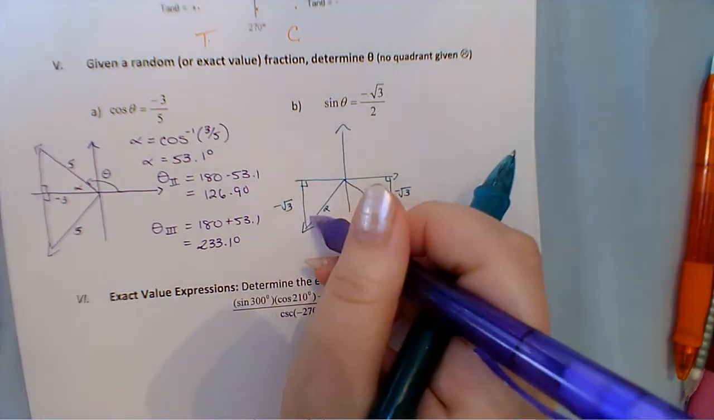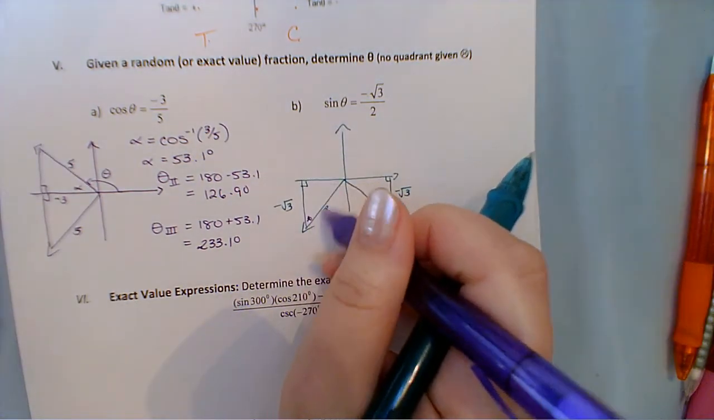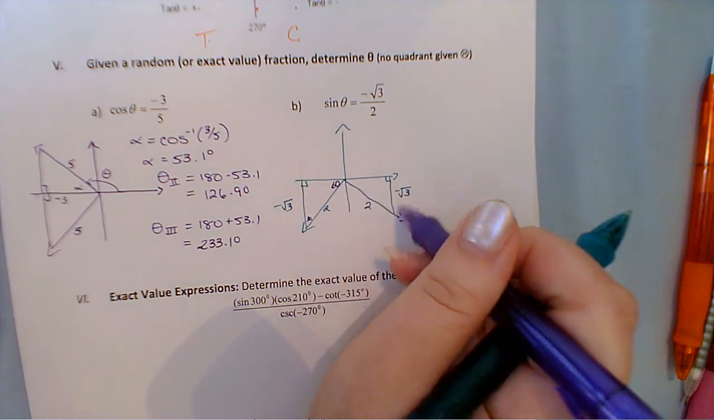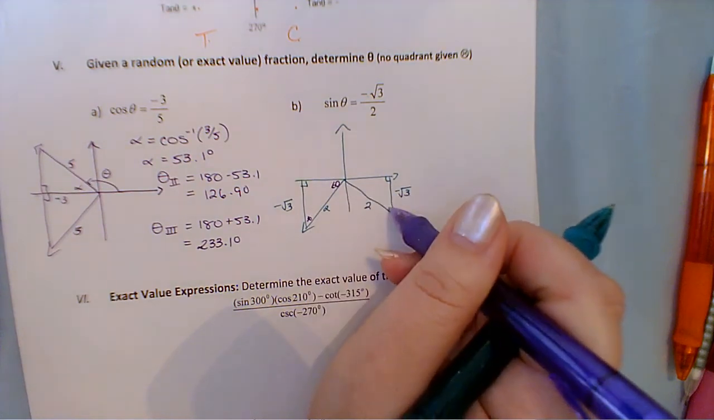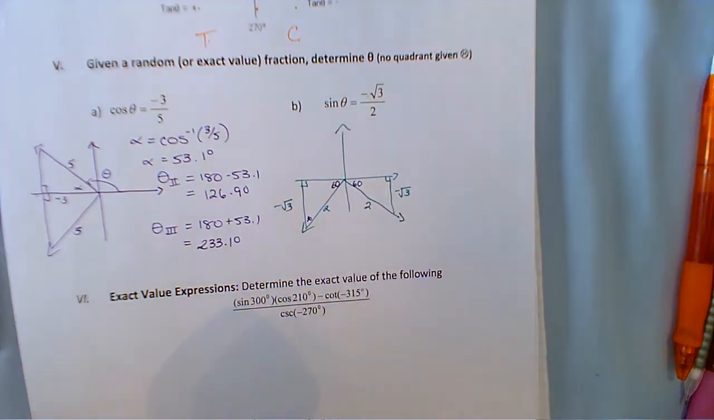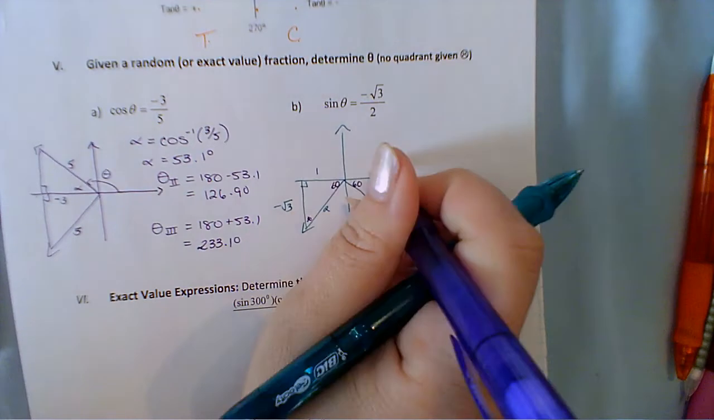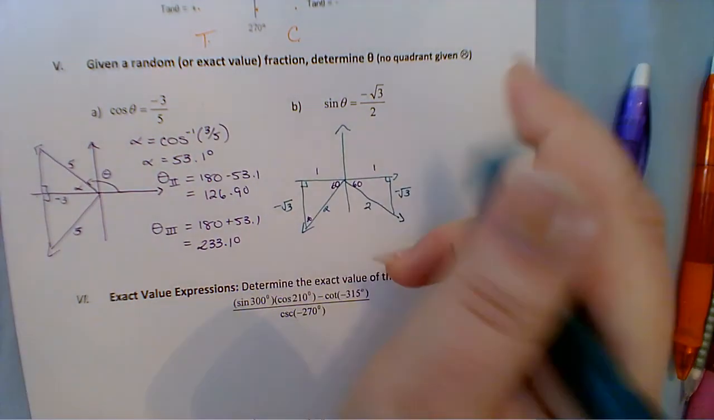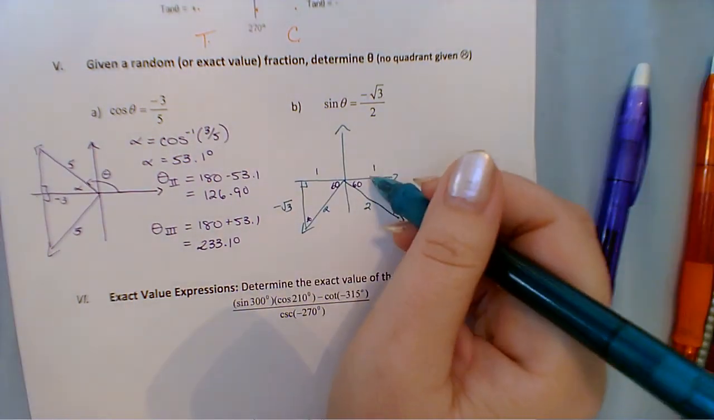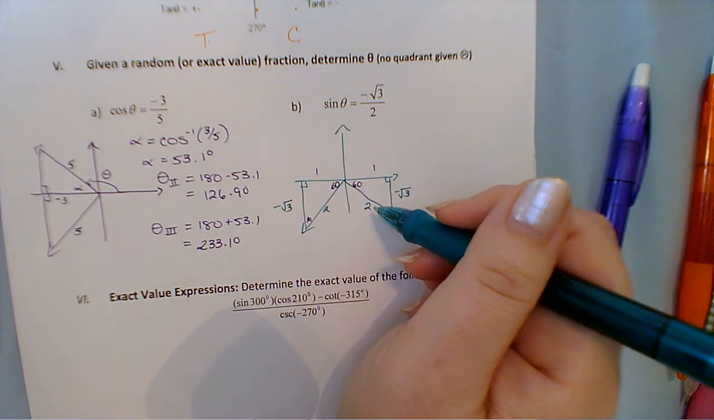And close to the root 3 is the 30. So we know that the 30 is here. This must be the 60 corner. And again, because the root 3 is here, this is the 30. This must be the 60 corner, because this is the 1 and this is the 1 side. So it's that 30-60 degree triangle flipped upside down.